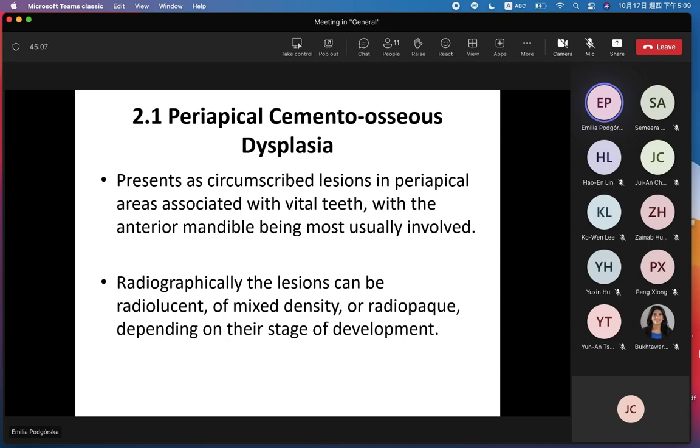Periapical cemento-osseous dysplasia presents as circumscribed lesions in periapical areas associated with vital teeth, with the anterior mandible being most usually involved. Radiographically, the lesion can be radiolucent, mixed density, or radiopaque, depending on the stage of development.